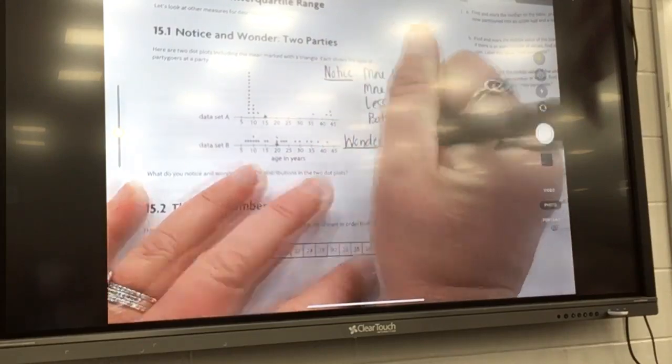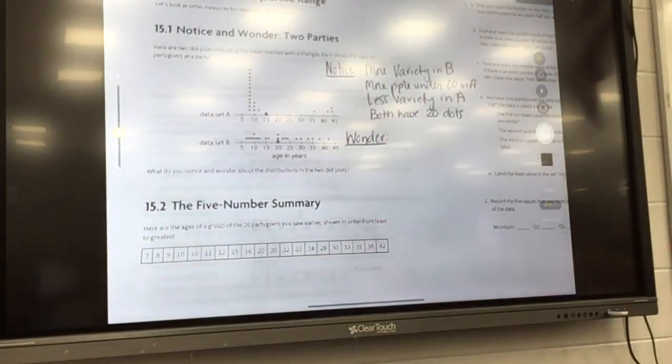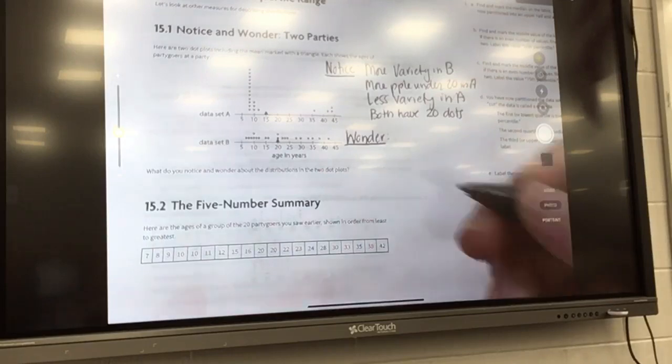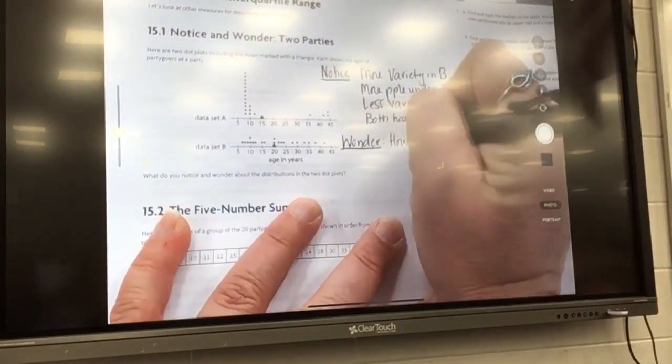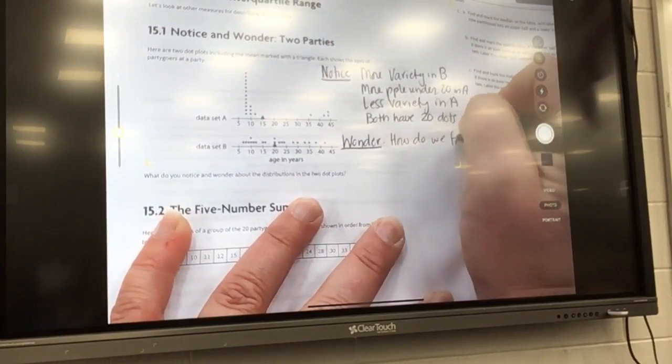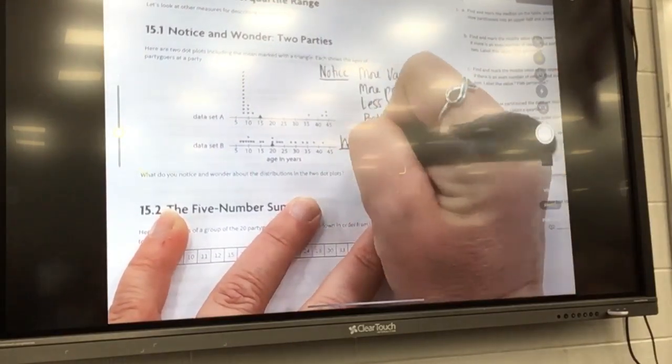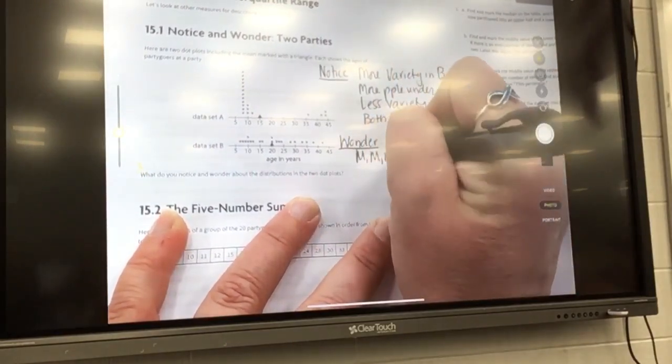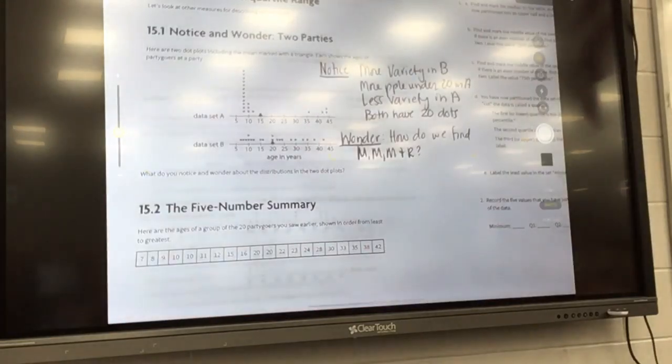What do we wonder? So this is a question you might still have, Delilah. Okay, so how do we find mean, median, mode, and range? Okay, good question. All right, what else? What else do we wonder? Levi, what do you wonder?